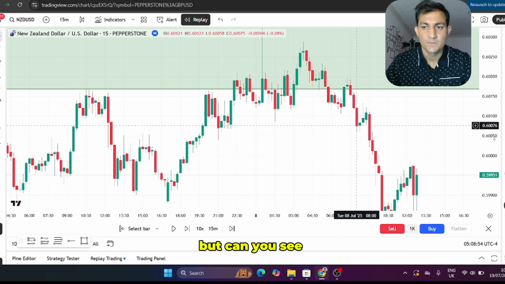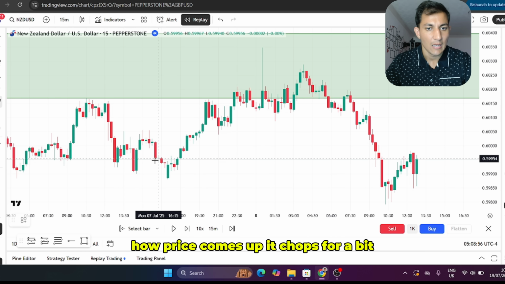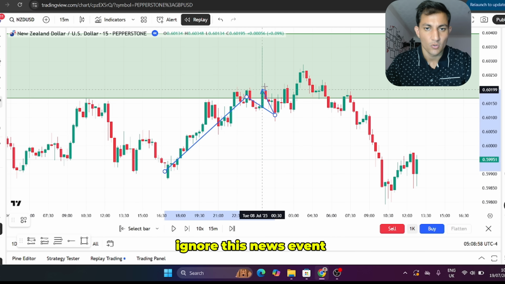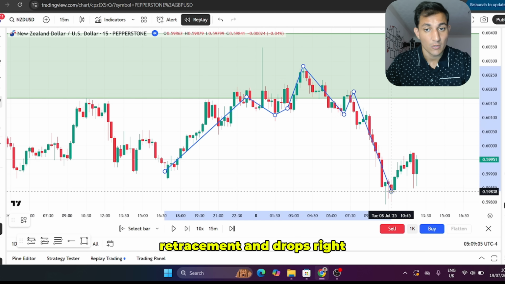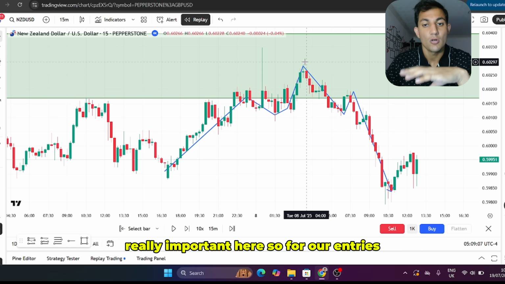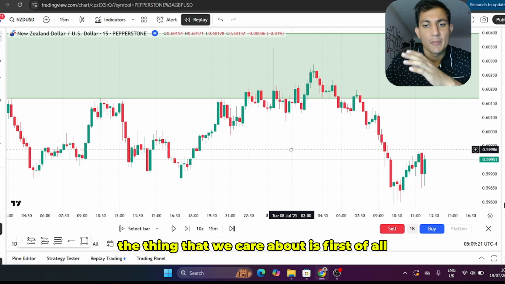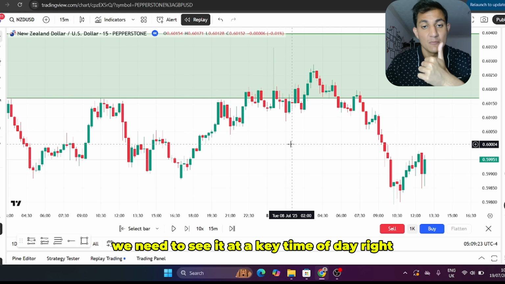But can you see, really important here, how price comes up, it chops for a bit, ignore this news event, it chops for a bit, moves up a bit, retracement, and drops, right? Really important here. So for our entries, the thing that we care about is, first of all, we need to see it at a key time of day, right?